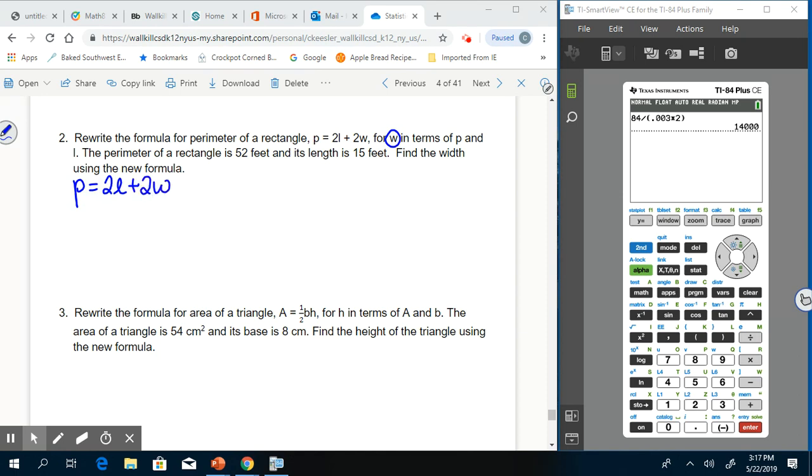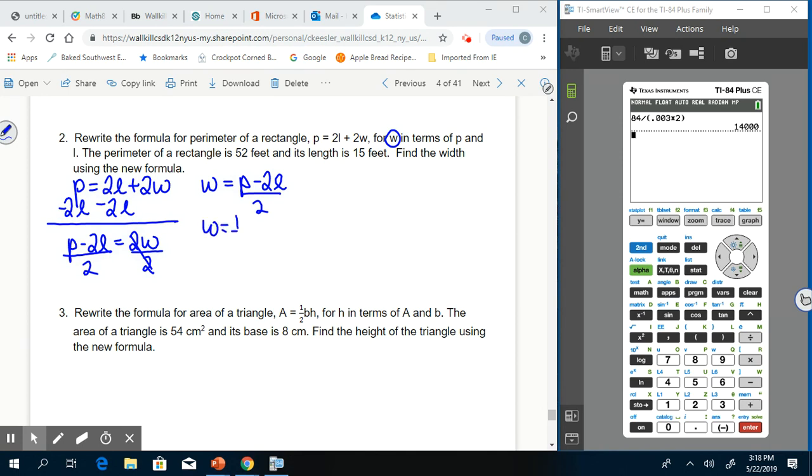I want to get everything away from the W, so I'm going to subtract 2L from both sides. I get P minus 2L equals 2W. Then I'm going to divide both sides by 2, since W is being multiplied by 2. And I get W equals P minus 2L over 2. Now, we could rewrite that a couple times. We could do W equals 1/2 P minus L. We could factor out the 1/2 and write it as W equals 1/2 parentheses P minus 2L. So all of these three are equivalent ways of rewriting that equation.